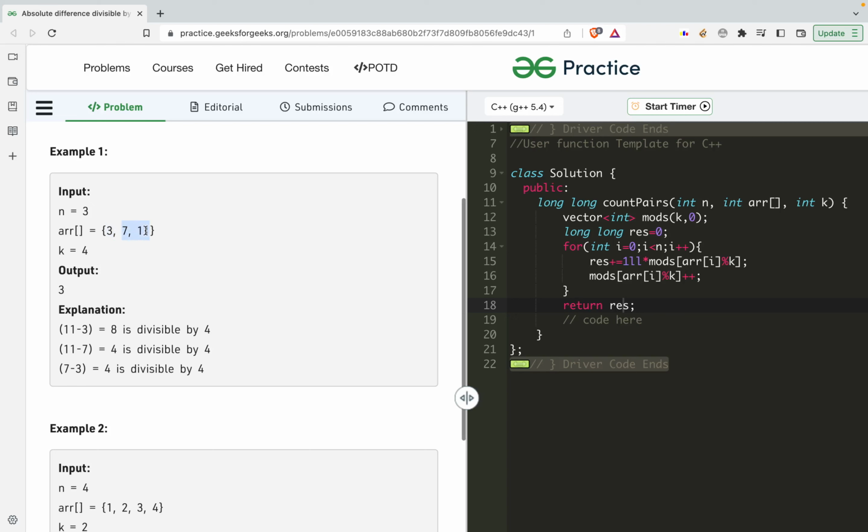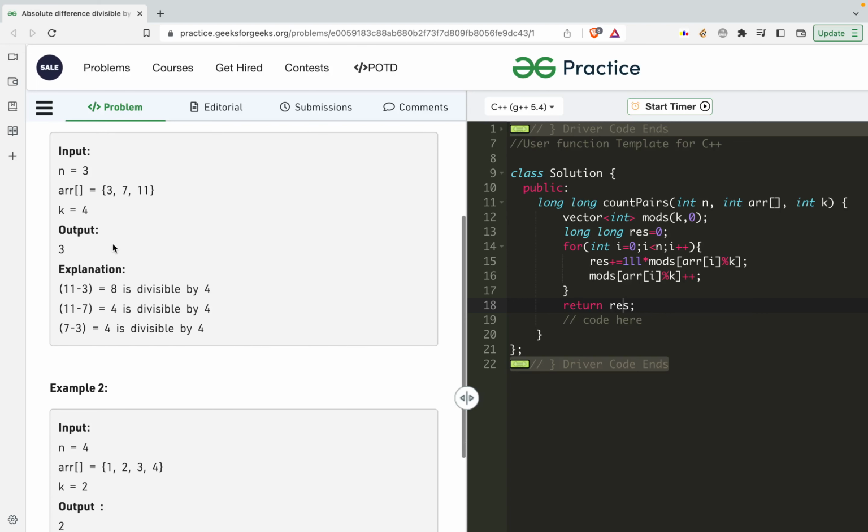What about 7 and 11? So 11 minus 7 is 4. Is 4 divisible by 4? Yes, it is. So that's also a valid pair. What about 11 and 3? So 11 minus 3 is 8, which is equal to 2 into 4. So yeah, it's divisible by 4. So that's also a valid pair. So at the end we return 3 because we have 3 valid pairs.